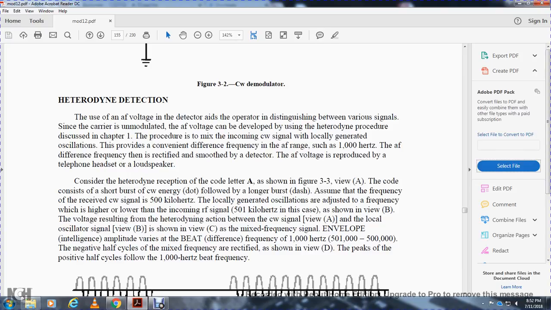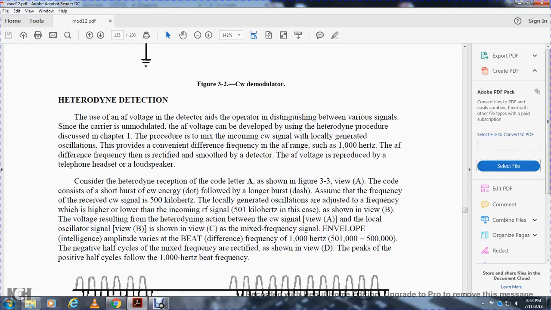Assume the frequency of the received continuous wave signal is 500 kHz. A locally generated oscillation is adjusted to a frequency higher or lower than the incoming radio frequency signal, here 501 kHz. In this case, UB shows the voltage relevant to the heterodyne action between the continuous wave signal UA and the local oscillator UB, and UC shows the mixed frequency signal envelope.